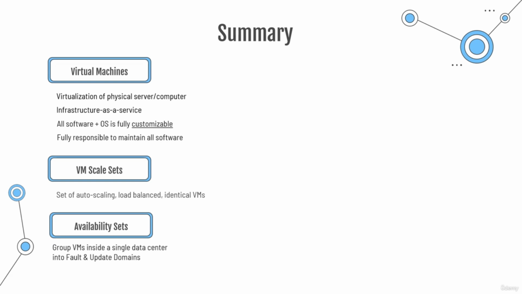This is when we group our virtual machines inside a single data center into the fault and the update domain. And this helps us to increase the availability and protect against failure within a data center. So that's important, within the data center, not within the region or within the availability zone, but just within the data center if, for example, a rack fails.